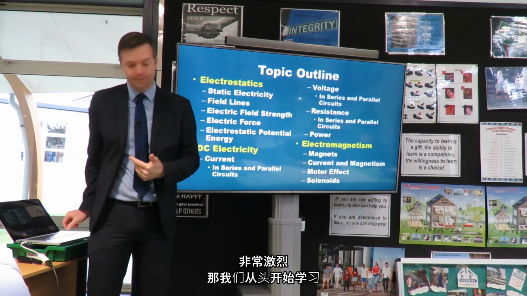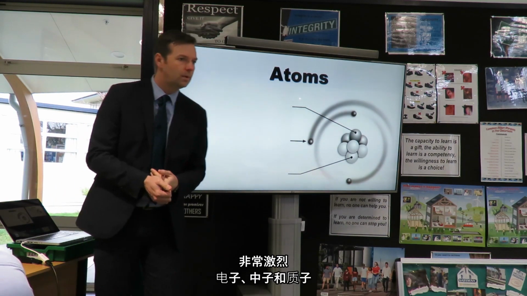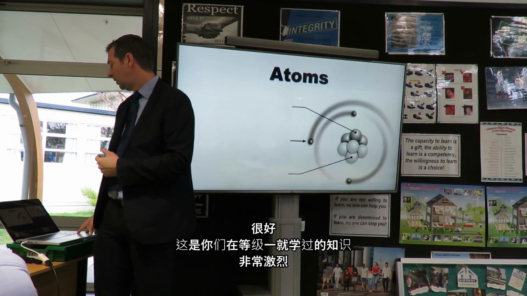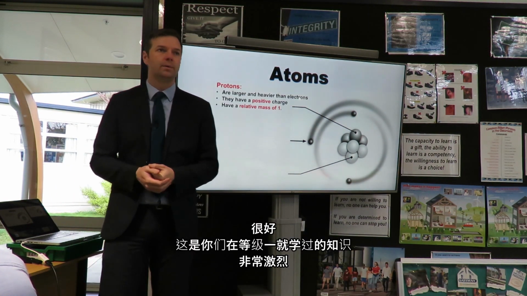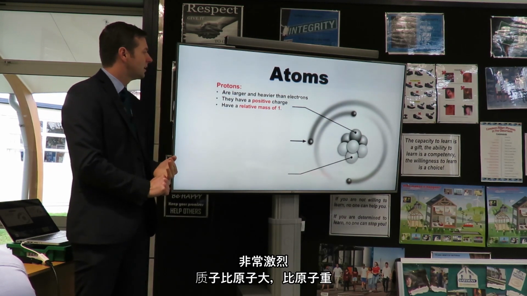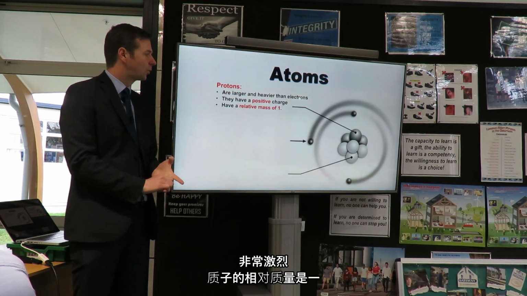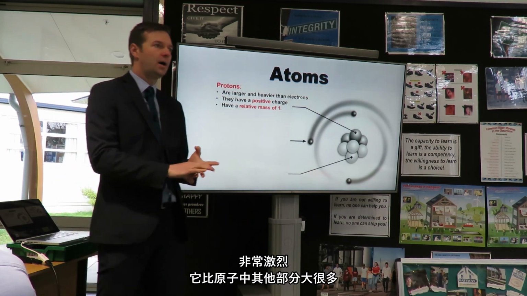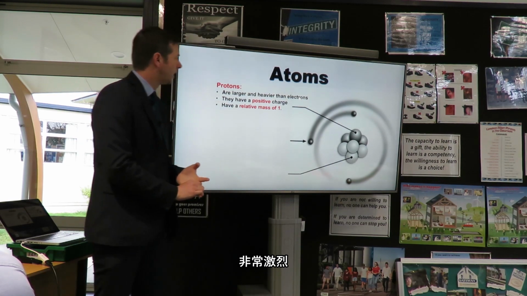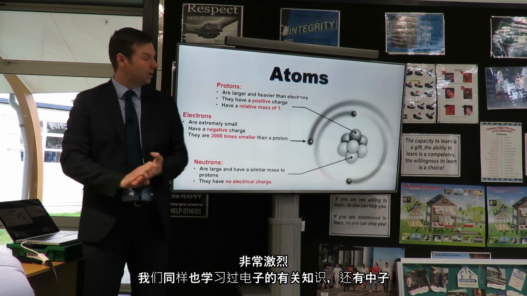Let's start from the beginning. What are the 3 parts of an atom? William? Electrons, neutrons, and protons. Okay, all right, this is what you learned in level 1. Protons are larger and heavier than electrons. They have a positive charge, and they have a relative mass of 1. They're quite large compared to another part of the atom. We also learned about electrons and neutrons.